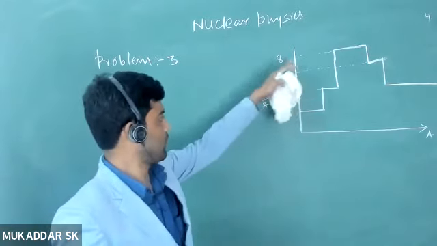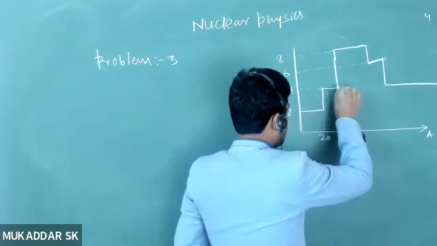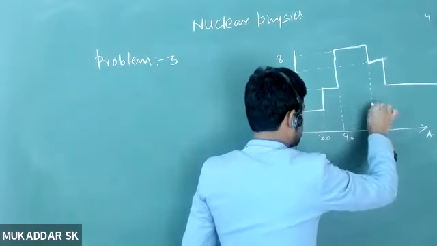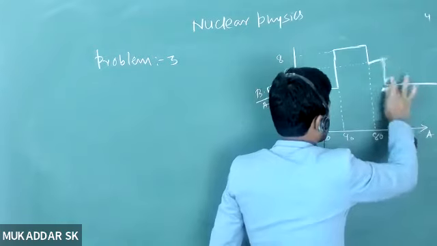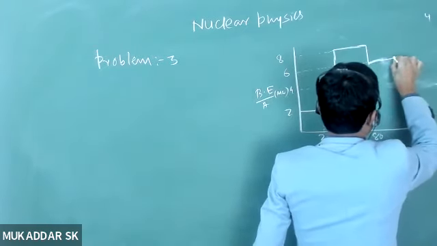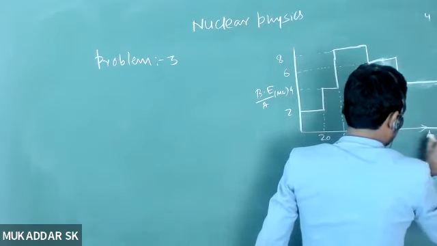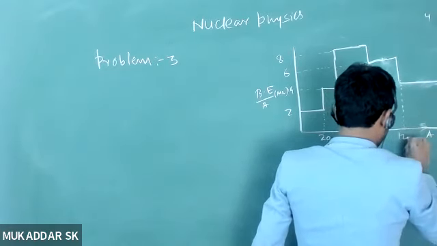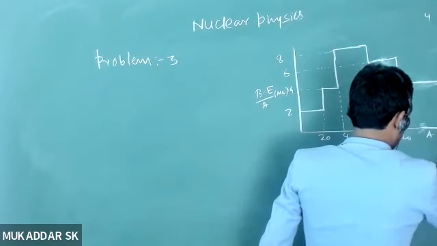2, 4, 6, 8. And this mass number is like 20, and then you'll have 40, then you'll have 80. If you extend it more, then it will be more fine. It's not a proper representation actually. You will have it like this, on 20. And you have mass number up to 200.